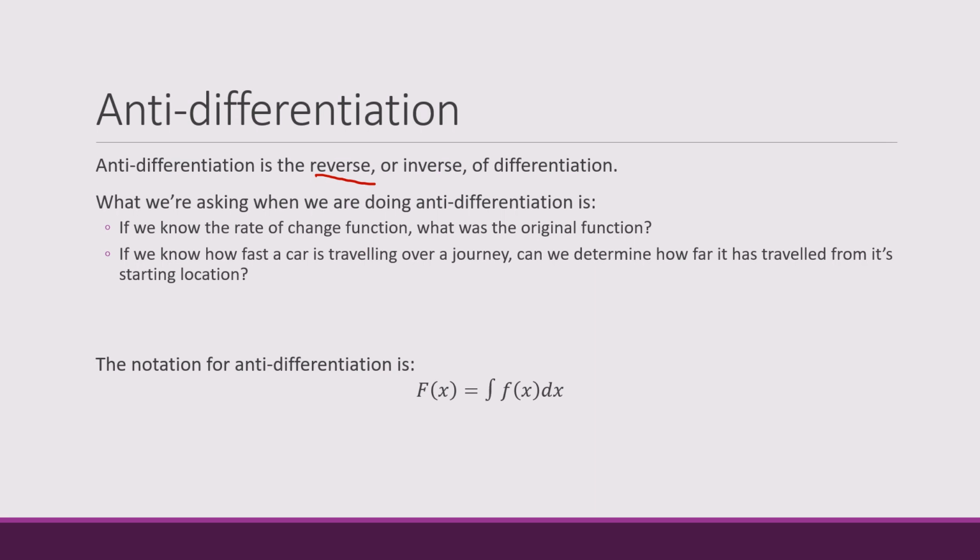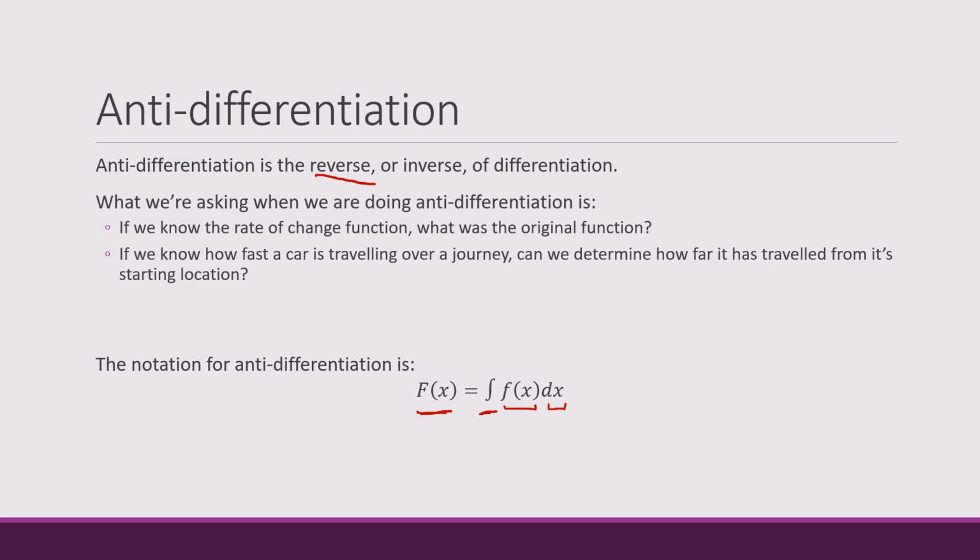Now, how we use our notation is we use capital F of x as our antiderivative. We have this symbol here, a curved, elongated S. It means sum. We write our function next that we're anti-deriving, and then dx at the end represents the variable that we're deriving according to.